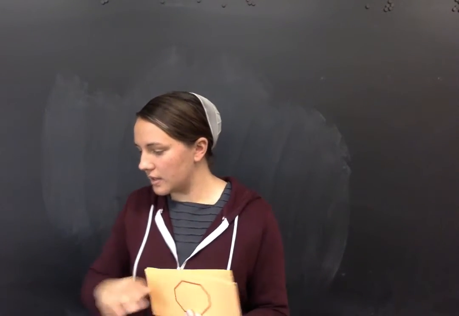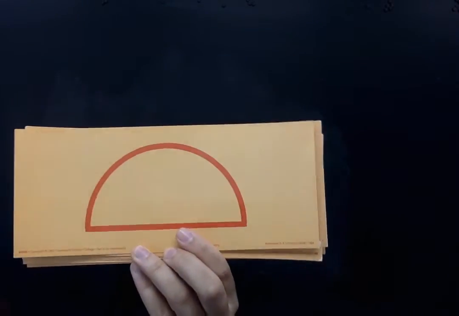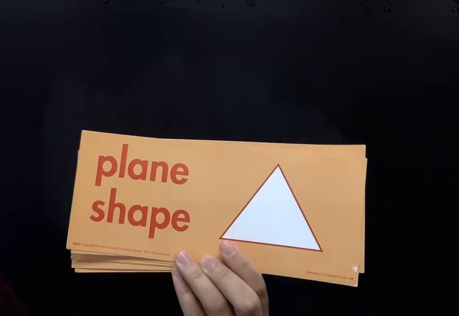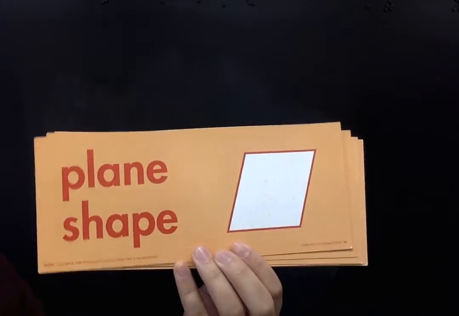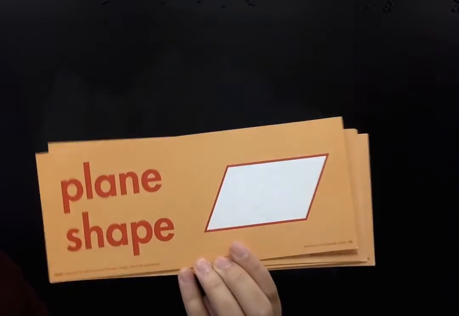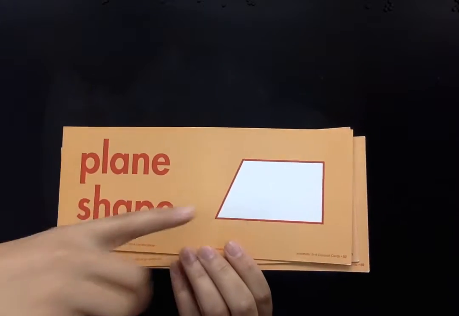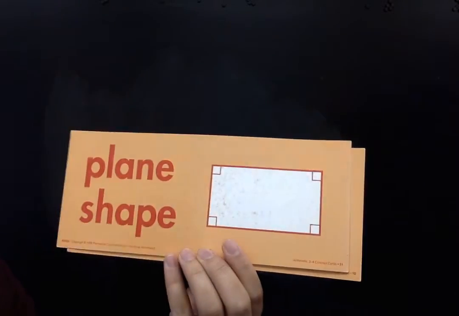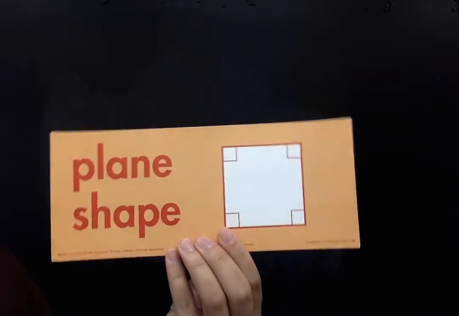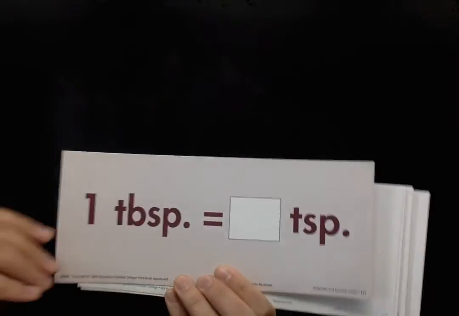So let's just go over some of these from yesterday. Let's just start with these. So first of all, here we have a polygon. Then we have our simple closed curve. This is a plane shape. This is a triangle. We have a circle, a rhombus, a parallelogram, a trapezoid has only one set of parallel sides, the other set is not parallel, a rectangle, a square. Then we have our, let's go over these.